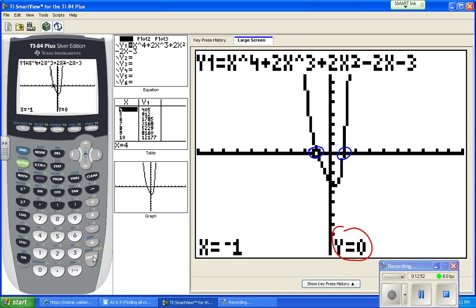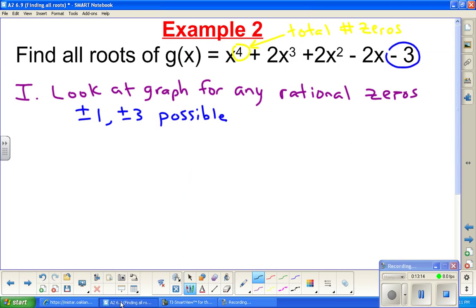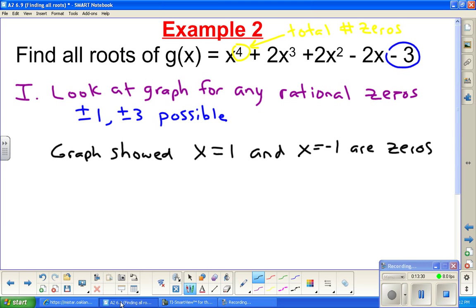Okay, so -1 is one of our answers. It looks like +1 is. Let me type 1, press enter, and there's another one. So those actually are 2 of the 4 answers: -1, +1. Okay, so here's where it gets a little more involved. The graph showed -1 and +1. So we have 2 of our 4 answers.